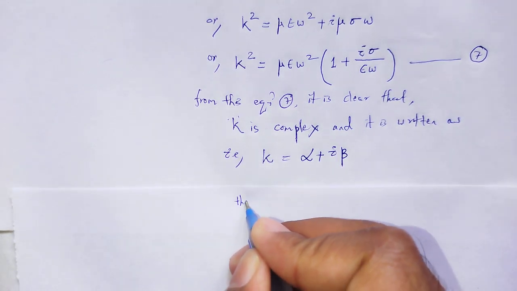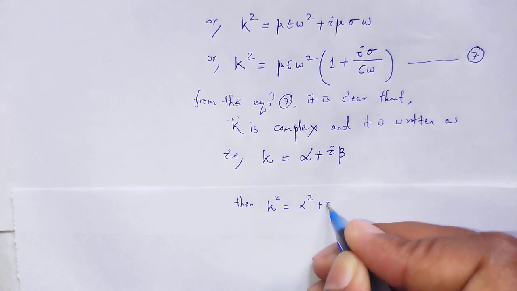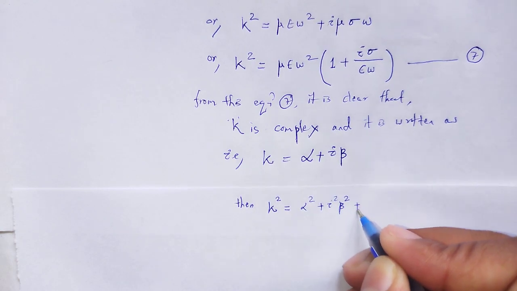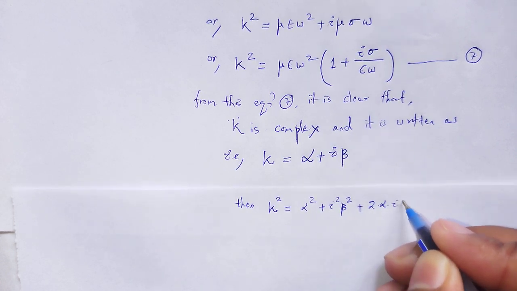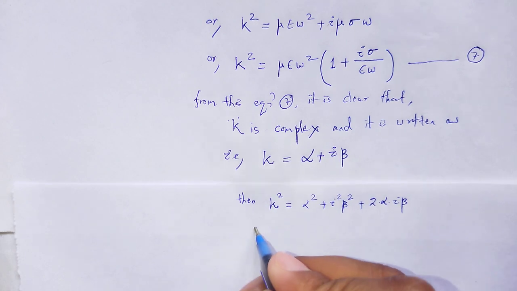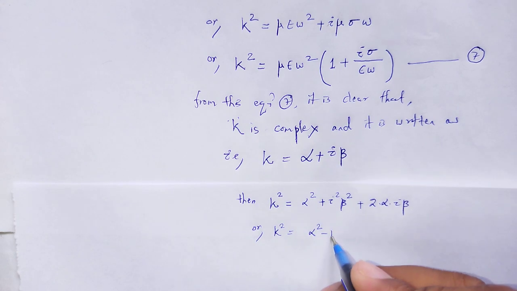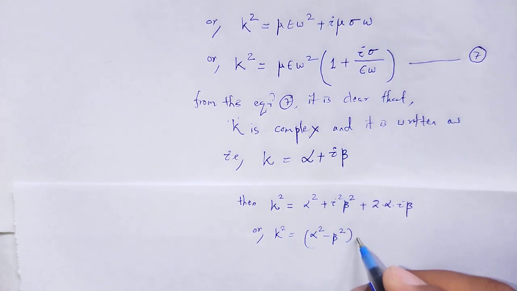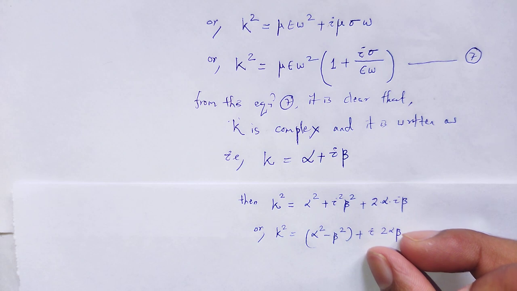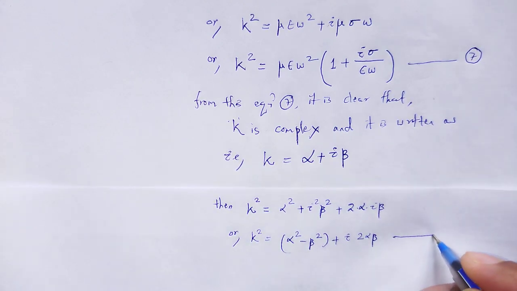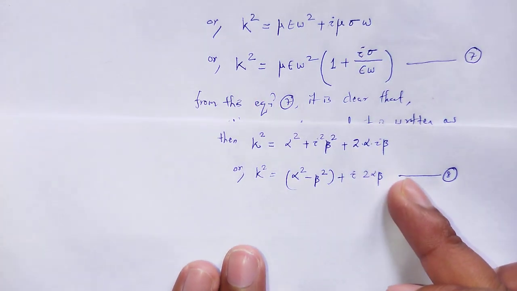Then k square is equal to alpha square plus i square beta square plus 2 alpha into i beta. We have k square is equal to alpha square minus beta square, since i square is minus 1, plus i 2 alpha beta. That is the real part, and this one is the imaginary part. That is equation number 8.